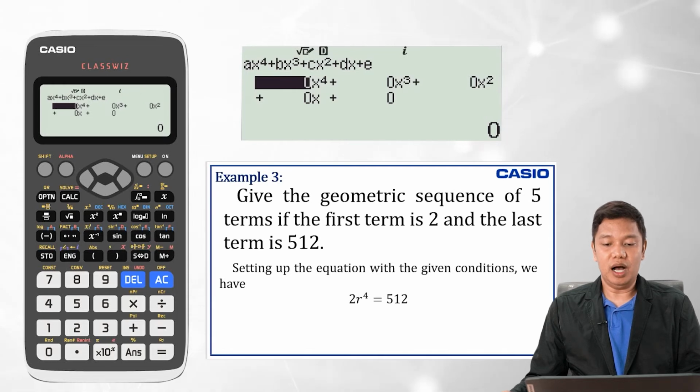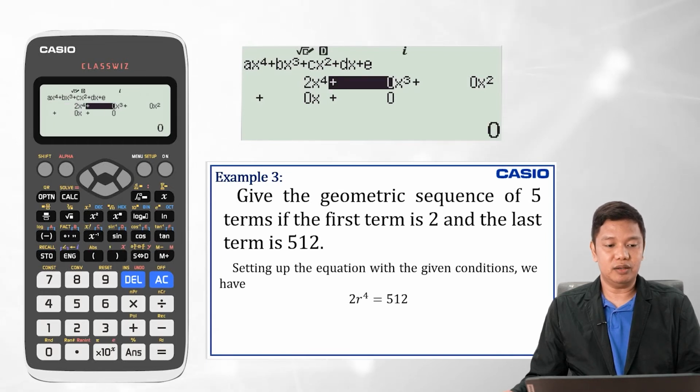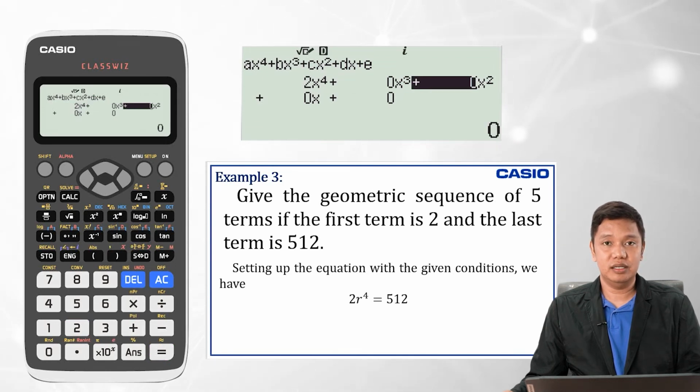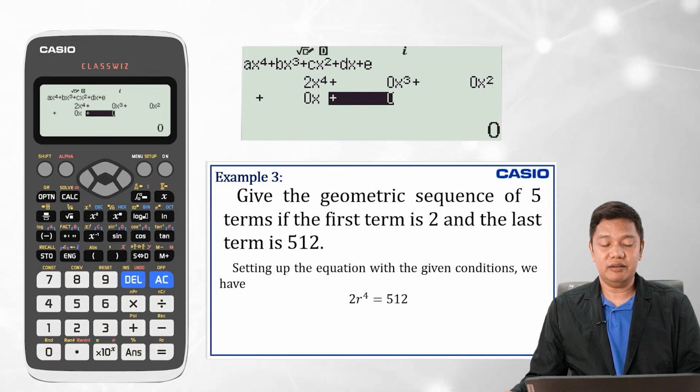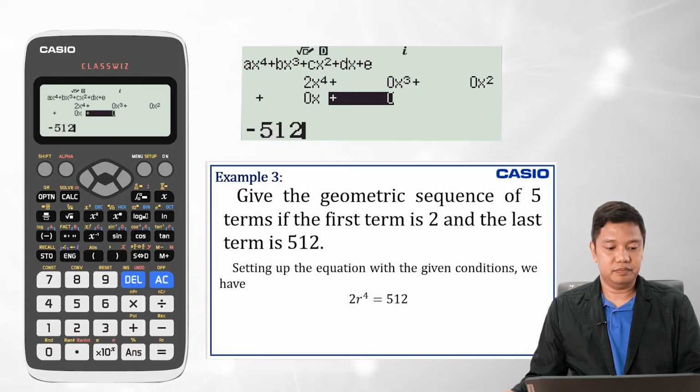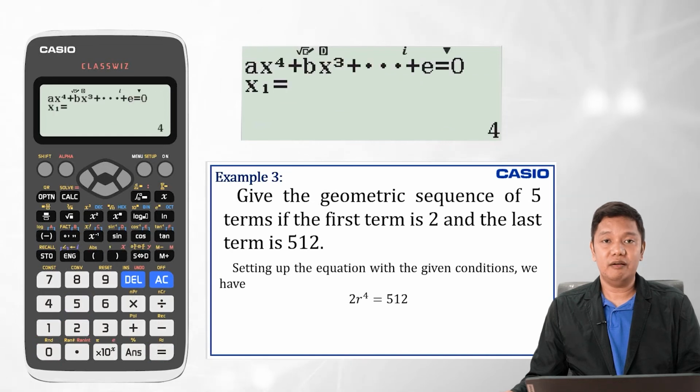We have 2r raised to the 4th minus 512 is equal to 0, thus giving us the leading coefficient equal to 2. So press 2 and then equals. The third degree term is missing, so that is 0 and then equals. At the same time, the second degree is also missing, so that is 0. The first degree term is also 0. The constant term is negative 512. Pressing equals, we have the first value of r as 4 and the second value is negative 4.